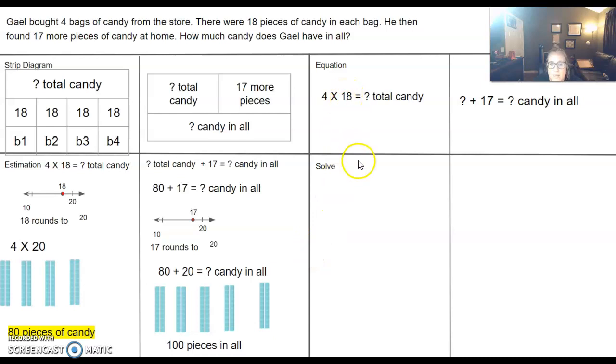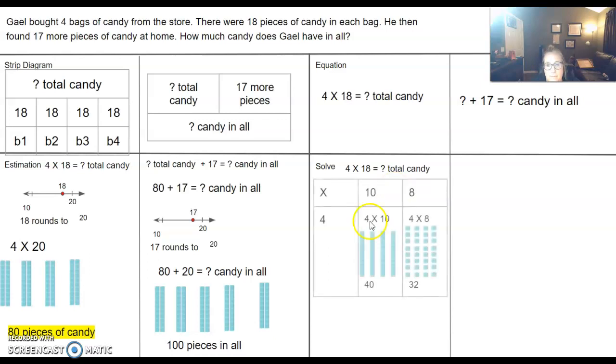So I'm going to bring down my first equation. 4 times 18 equals the total number of candy. I'm going to use partial products to help me solve this problem, and I'm going to use base 10s within my partial products to help me. So I'm going to decompose 18 into 10 and 8, and then the 4 is going to stay the same. So I have 4 groups of 10 right here, and I have 4 groups of 8 right here. Again, I use my base 10 blocks to help me, so I am able to count them if I need them. If you don't need them, that's okay. You don't have to use them. But if you need them, use them.